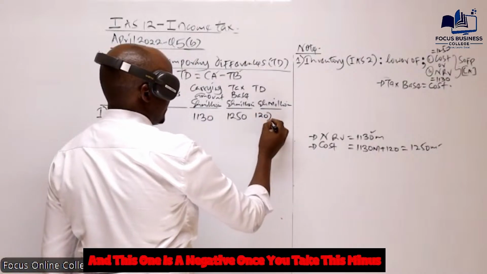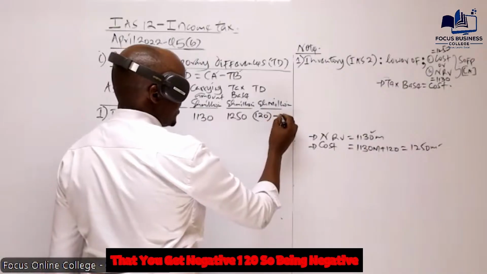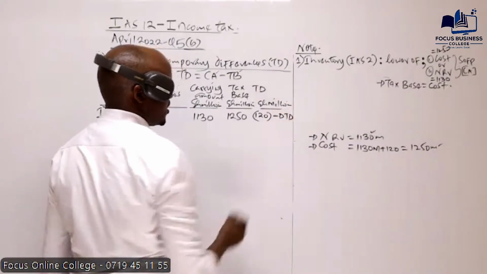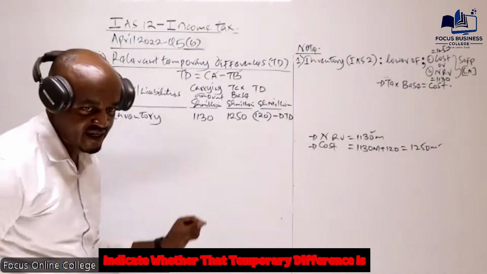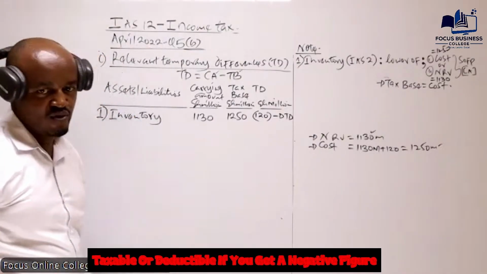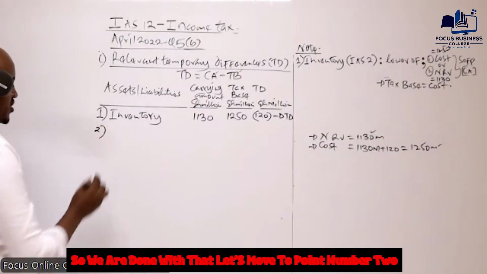And this one is a negative. Once you take this minus that, you get negative 120. So being negative, that one is deductible temporary difference. Make sure you indicate whether that temporary difference is taxable or deductible. If you get a negative figure, it's deductible. So we are done with that. Let's move to point number 2.